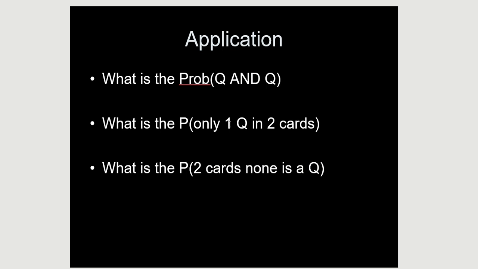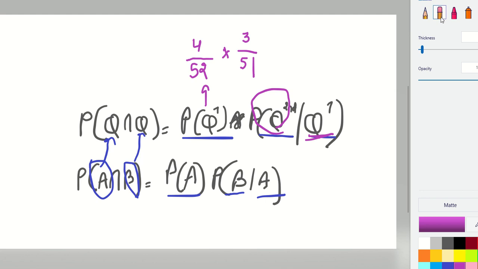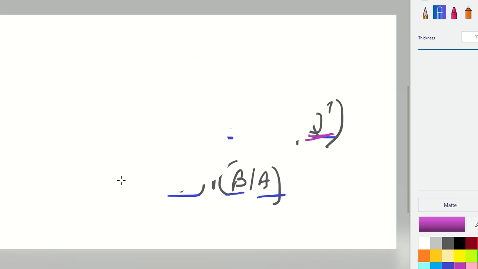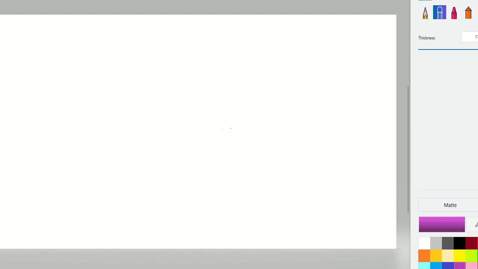What's the probability of only 1 queen in 2 cards? Now we're back at taking 2 cards, but we want to know the probability that I'm going to get only 1 queen. Anytime you are calculating a probability, you have to ask yourself, how can I get a queen and not a queen? How can this happen? What I mean here is actually the order.